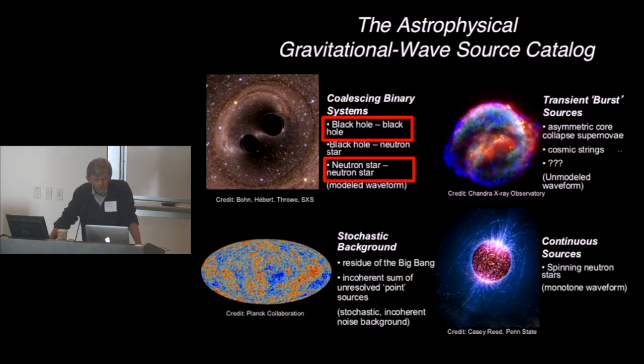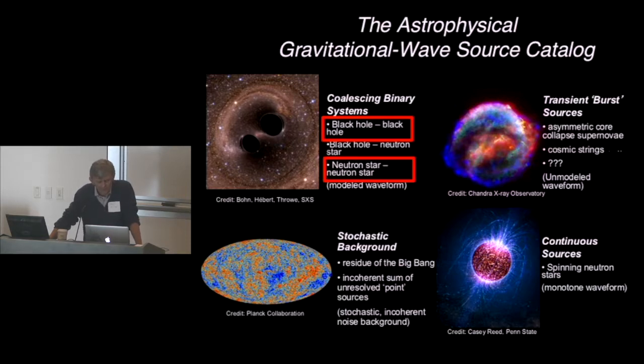These are sources that are nice because we know how to model the waveforms, and that actually helps a lot with how we search for these sources. There are transient sources, say gravitational waves produced in supernova explosions. They're tough because we don't really know how to model them.